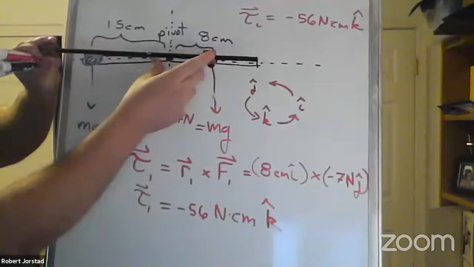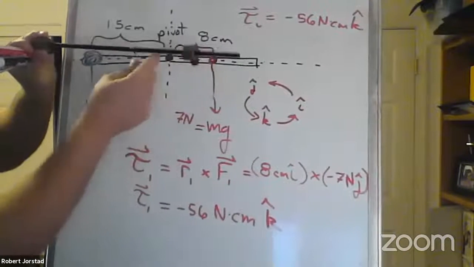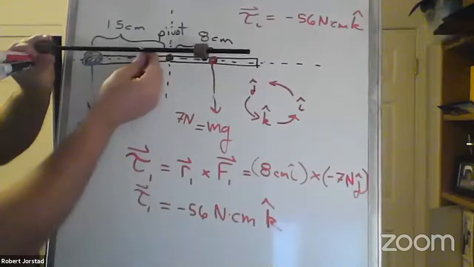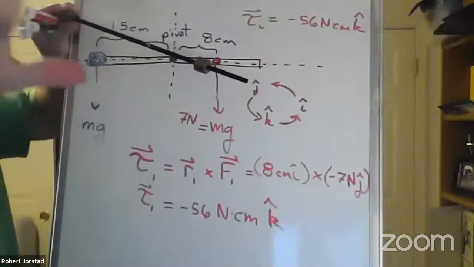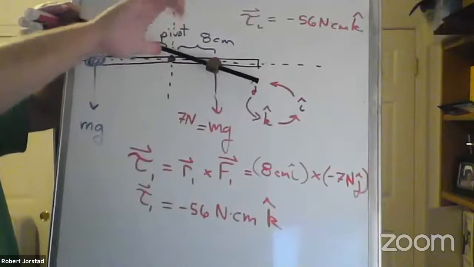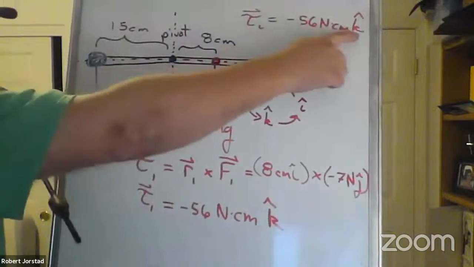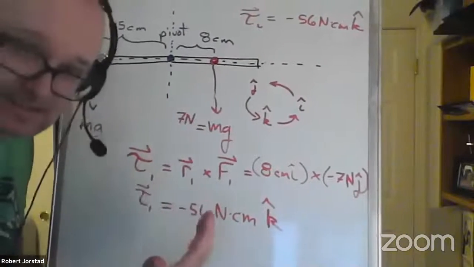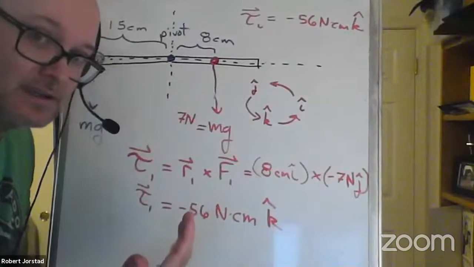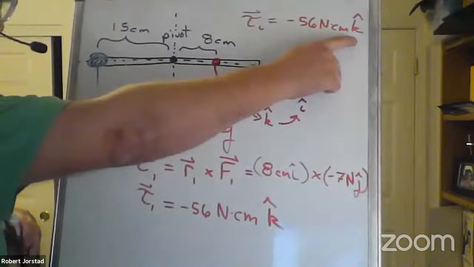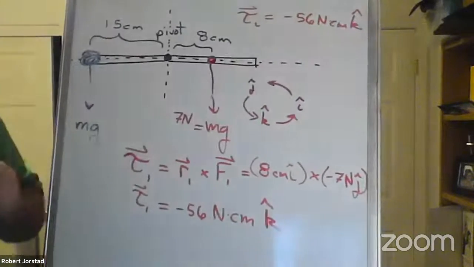Counterclockwise. It would tend to go just this one. If I'm forgetting about this one, if it's only this one, this would tend to rotate it which way? It would tend to go down, so clockwise. Notice that's the same thing as sticking my thumb along that axis, and notice my fingers curl. So this torque is talking about the axis of the torque. So this is equivalent to saying that's going negative K, 56 newtons per centimeter.